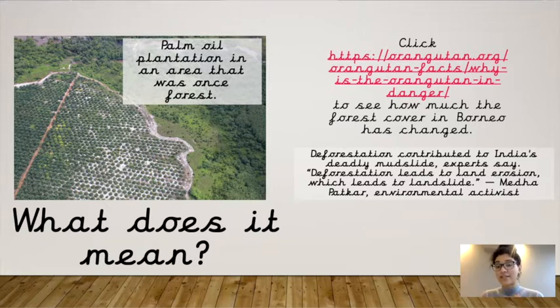Medha says, deforestation leads to land erosion, which leads to landslides. So the fact that we're cutting trees, that's making the land around us worse. Palm oil plantation in an area that was once a forest. So here is a picture of a place that was once just a forest, with beautiful green trees and lots of wildlife, and now it's become a plantation, which is a place where people are growing different crops, specifically palm oil. And palm oil is known to be not very healthy when you consume it, when you're taking it into your body, so it's a bit of a shame.